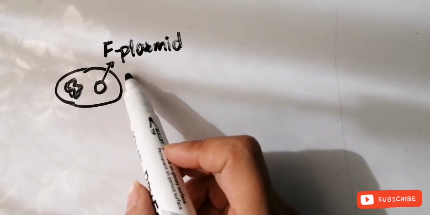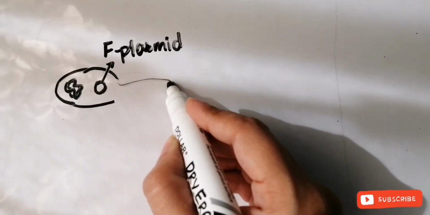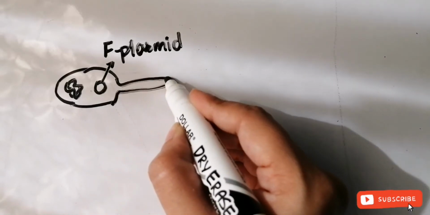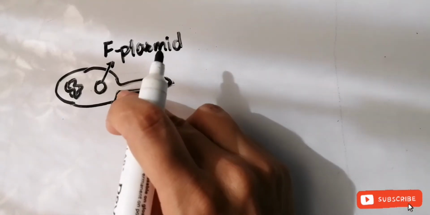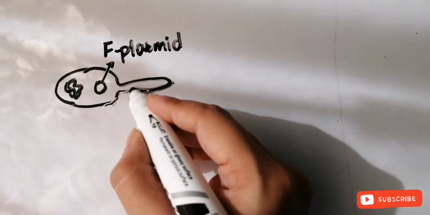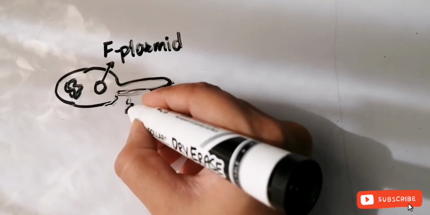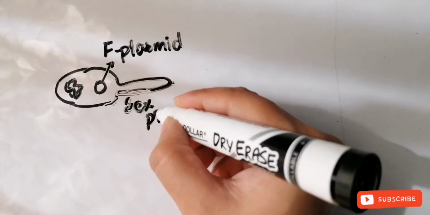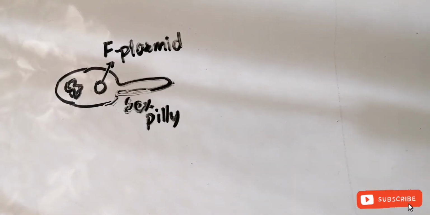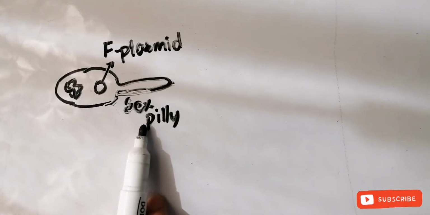The F plasmid stands for fertility plasmid. Fertility means this bacterium is able to make a specialized structure named sex pili. This is the structure involved in the process of conjugation. So some of the bacteria that are able to perform conjugation have this F plasmid in their cell. This is called the sex pili, or we can also call it the conjugation tube. The bacteria containing the F plasmid have the ability to form this sex pili.